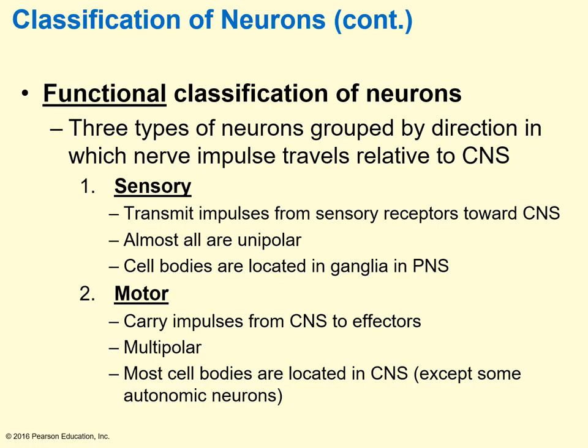In terms of functional classification, they're either sensory or they're motor. There's also an interneuron that you will see. First, you have sensory. That's going to be transmitting the impulses from receptors towards your central nervous system. Most of these are going to be unipolar ones. The motor goes the opposite way. It's sending impulses to the effector, so it's going away from the central nervous system.